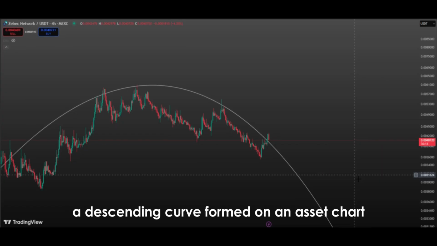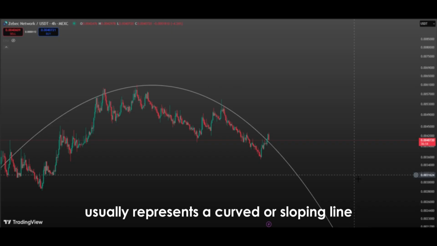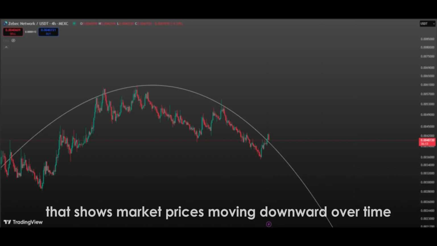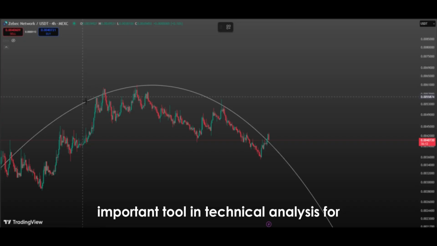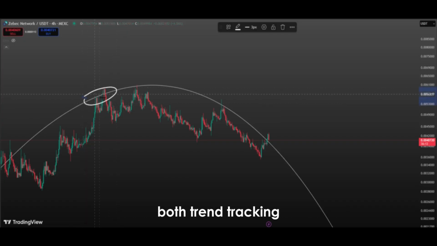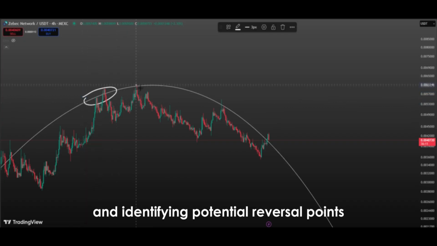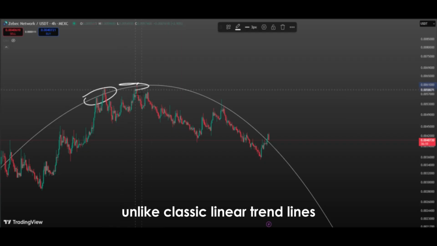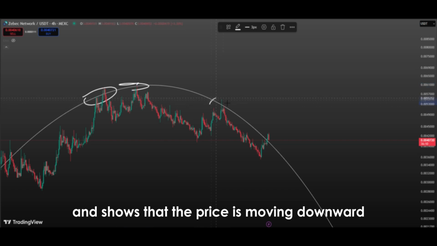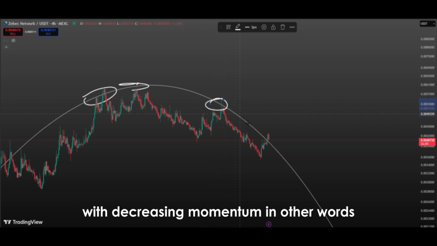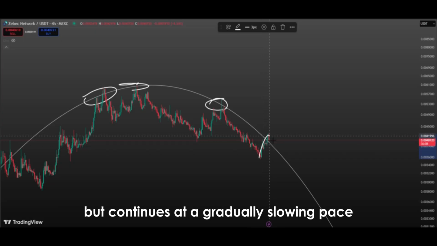A descending curve formed on an asset chart usually represents a curved or sloping line that shows market prices moving downward over time. This descending curve is an important tool in technical analysis for both trend tracking and identifying potential reversal points. Unlike classic linear trend lines, the curve provides a smoother transition and shows that the price is moving downward with decreasing momentum. In other words, the decline is not linear, but continues at a gradually slowing pace.